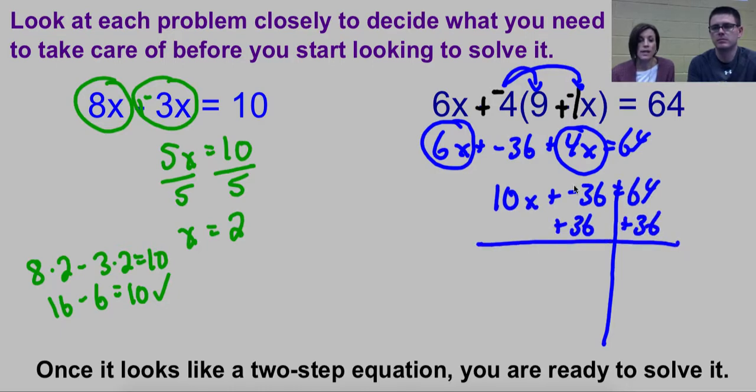That cancels the negative 36, positive 36 out. We're left with 10x is equal to 100 even. Dividing both sides by 10, x is equal to 10.